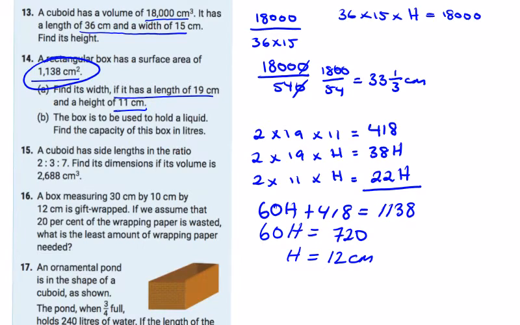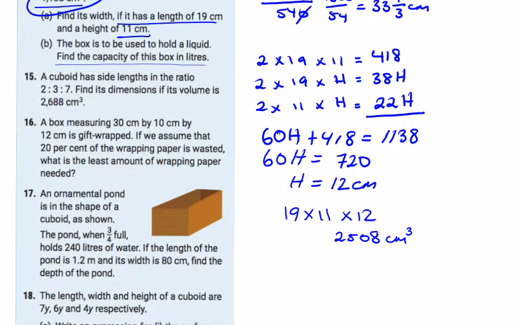And the box is used to hold a liquid. Find the capacity. Well, let's multiply out our centimeters. Let's see what it looks like as liters. So we have 19 by 11 by 12. So that's 209 by 12, which is 2508. And that's cm cubed. Now 1,000 centimeters cubed is a liter. So this is going to be 2.508 liters. So just move the decimal 3 places.